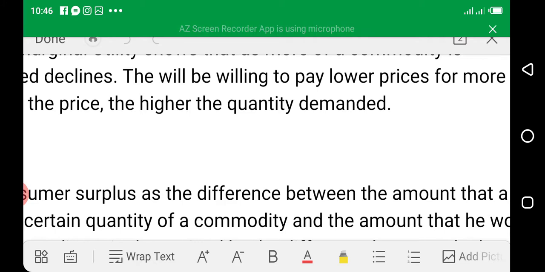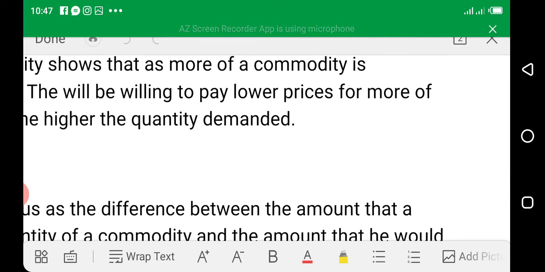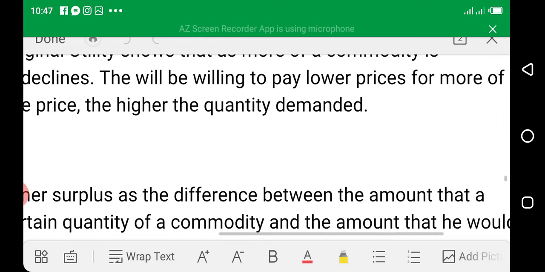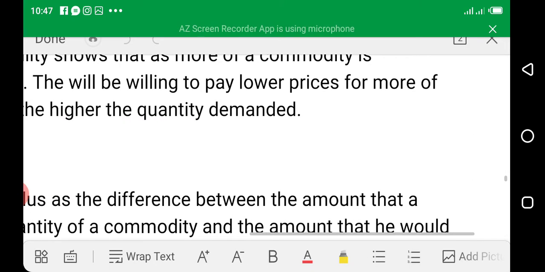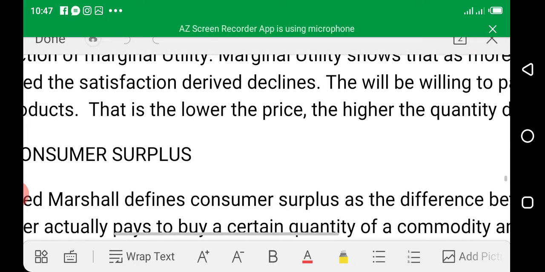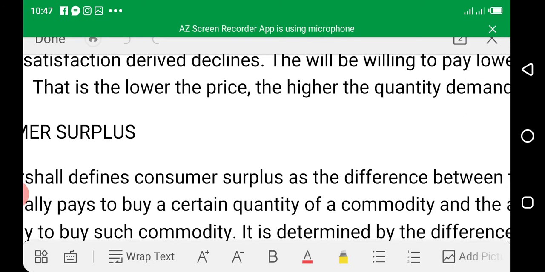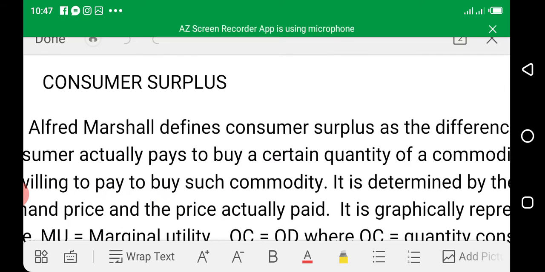The consumer will be willing to pay lower prices for more of such products. That is, the lower the price, the higher the quantity demanded.